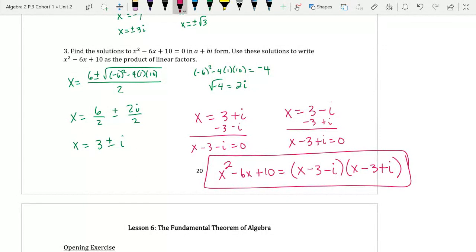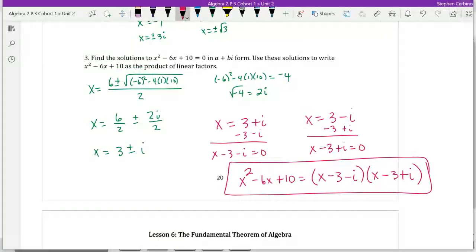The reason why is this graph won't touch the x-axis, so there's no real solutions. So there's not going to be real factors. Hopefully that made sense and you were able to do a lot of that on your own, and I will see you soon.